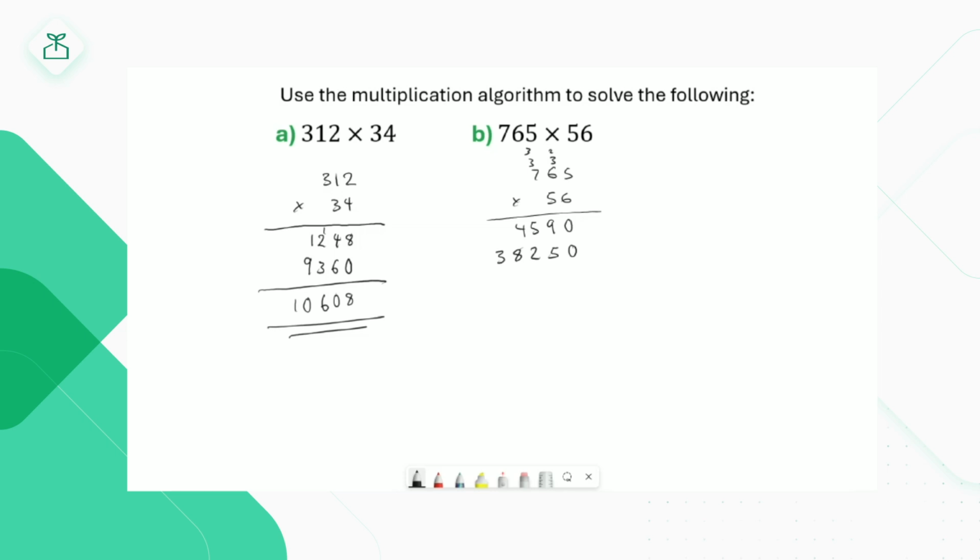Alright, now add them all together. We get 0 plus 0 is 0, 9 plus 5 is 14, put down 4, carry the 1, this becomes a 6, 6 plus 2 is 8, 4 plus 8 is 12, carry the 1, and then this becomes 4, and we end up with 42,800. Okay, so pretty basic idea here. Just make sure to follow each step over and over again until you're finished with the problem. That's the whole point of the algorithm.